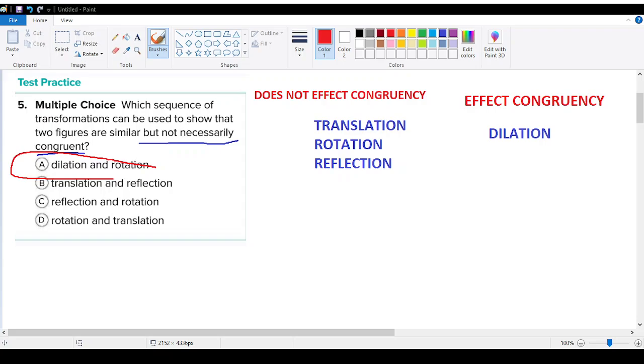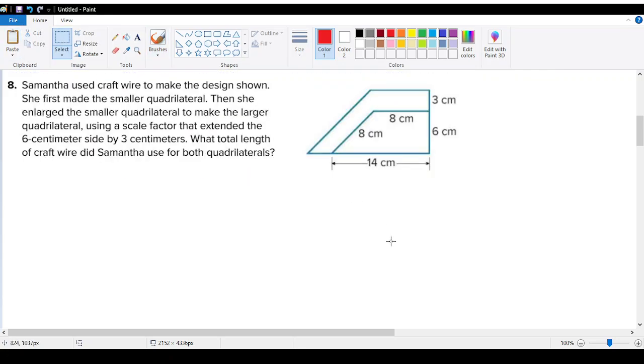Okay, now we finished question number 11. Let's go to 12. Similarity and corresponding parts. Now these two are corresponding. We have two figures here. We have the smaller one and we have the bigger one. Now let's see what this question asks for. Can you read the question, please?